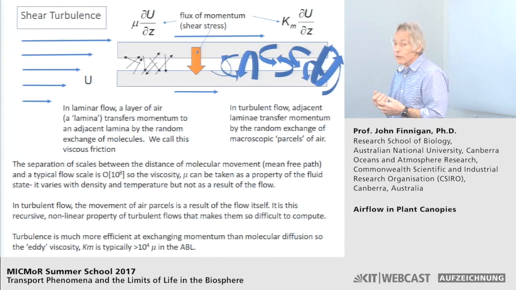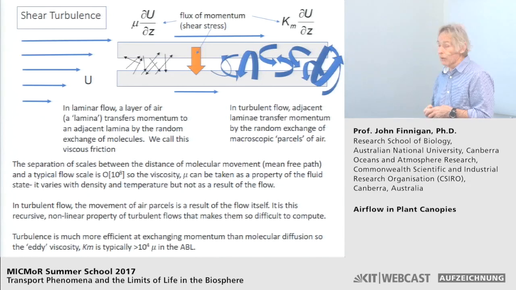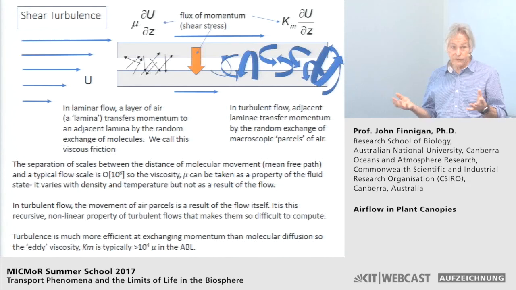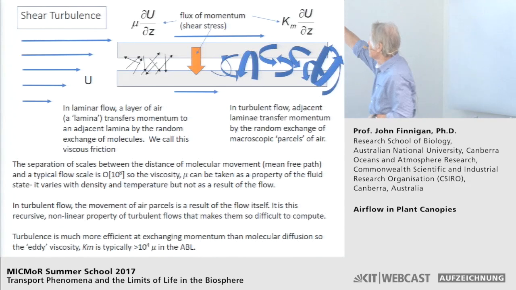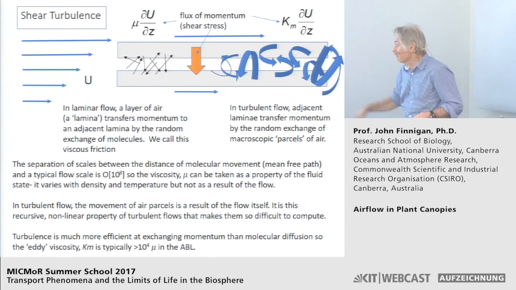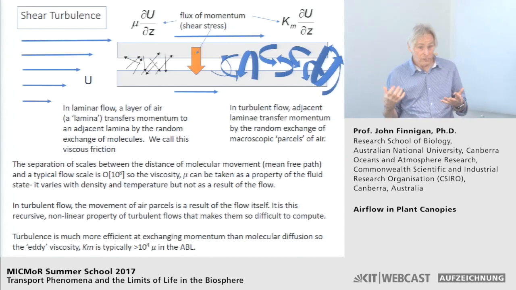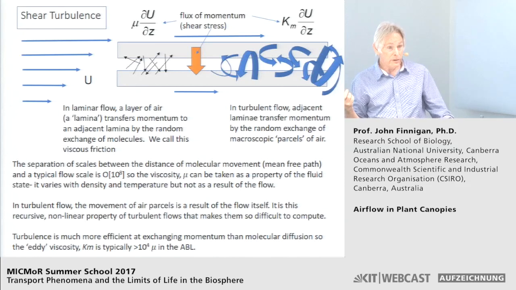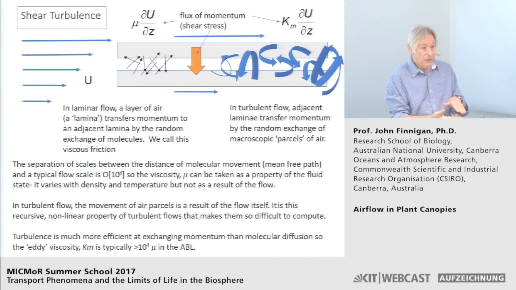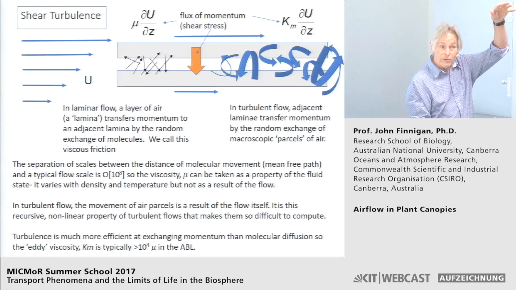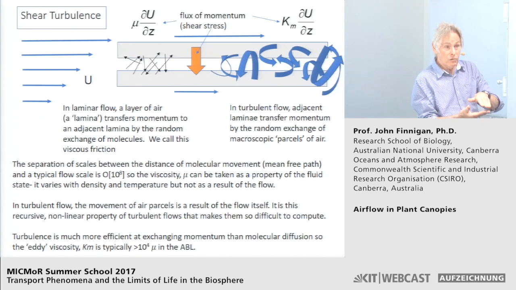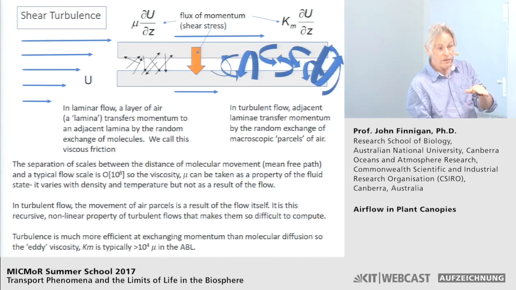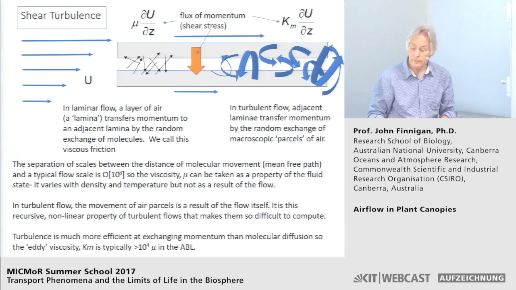Now, turbulence is much more efficient at exchanging momentum than molecular diffusion. So the eddy viscosity, the equivalent for a turbulent flow of the molecular viscosity, is 10 to 100,000 times larger in the atmosphere than the molecular viscosity. And that's why the boundary layer during the day can be kilometers deep. And if there were no turbulence and we relied on viscosity, it would just be a meter or two deep.